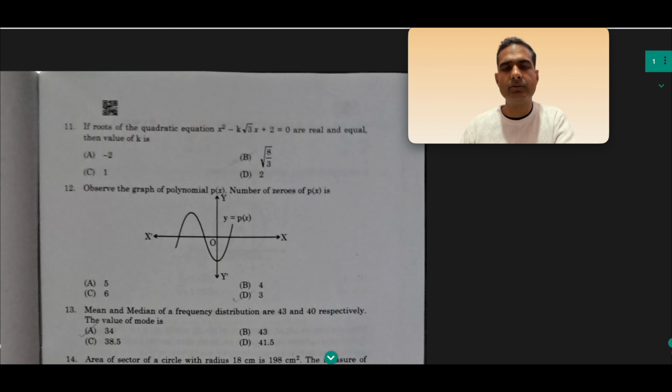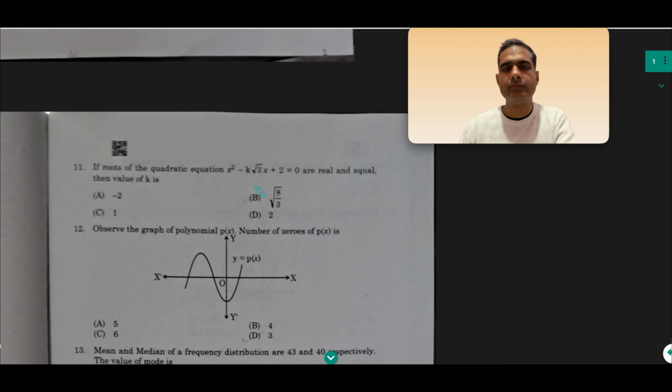Now moving to the next question. If the roots of the quadratic equation x square minus k root 3x plus 2 are real and equal, then the value of k is. This question is based on the concept of roots of a quadratic equation, and we know that roots of a quadratic equation are real and equal if their discriminant is 0, and discriminant is b square minus 4ac, where b is the coefficient of x, that is k root 3. So b square minus 4a, that is the coefficient of x square, that is 1, and c, that is 2.